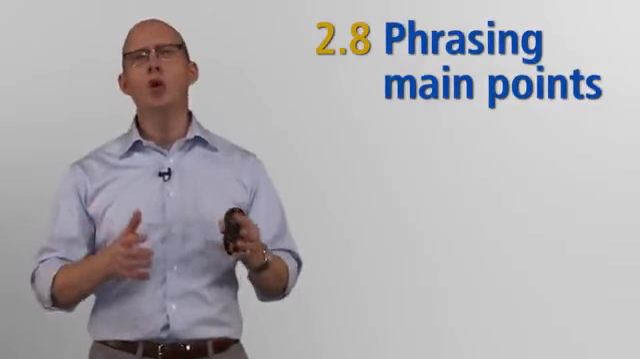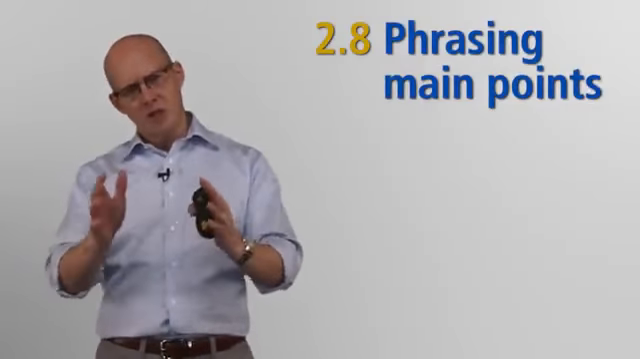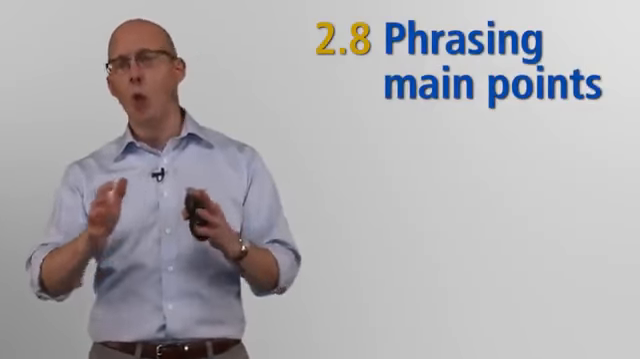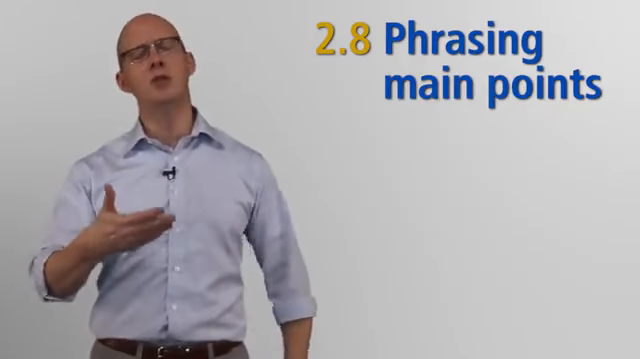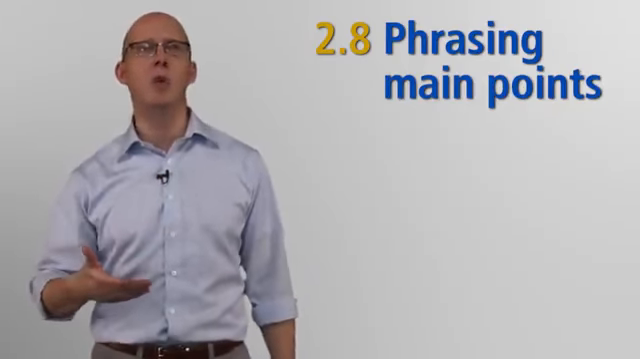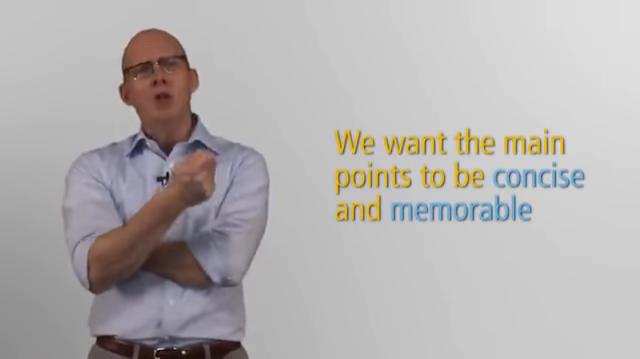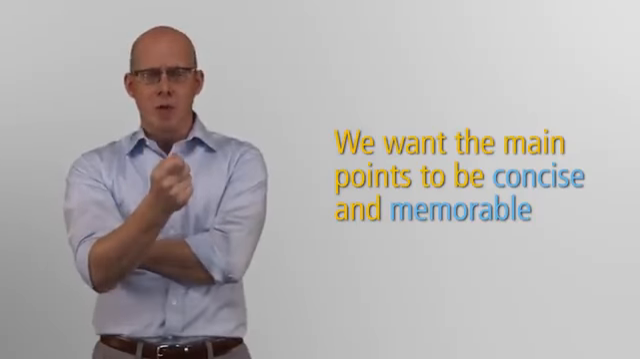We've now worked on generating main points, which is an invention category. We've talked about organizing them, that's an arrangement category. Now I want to turn and talk about some style for those main points. At the basic level, we want the main points to be concise and memorable.